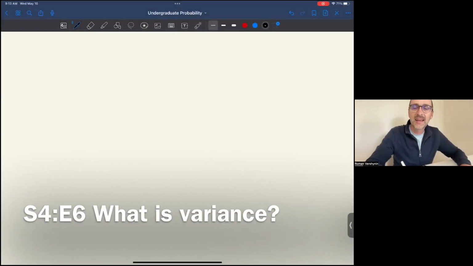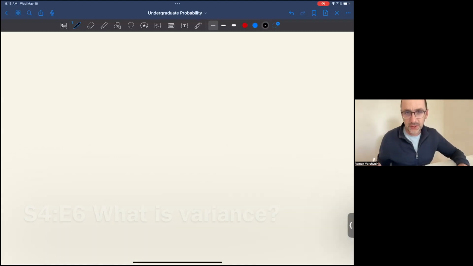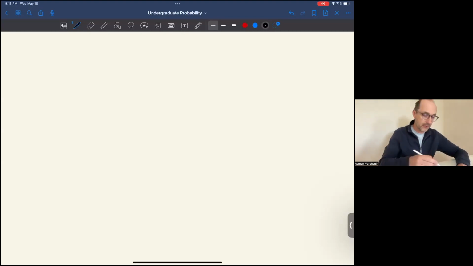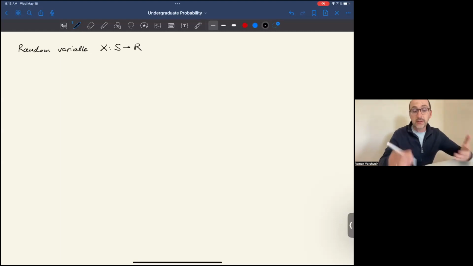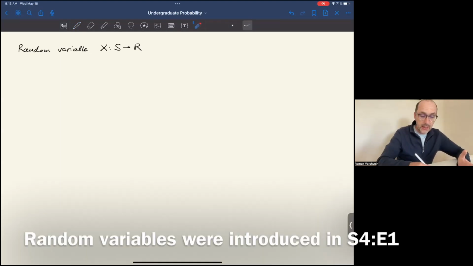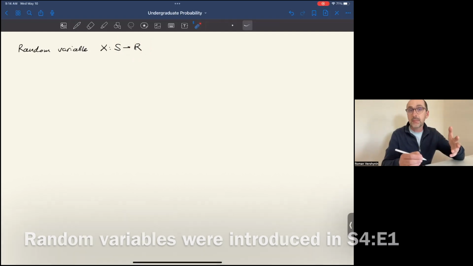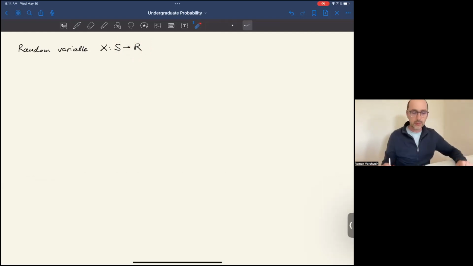Hi everyone. Today we will introduce the notion of variance of a random variable, a central notion in probability and statistics. But first, let's recall the basic concepts. A random variable x is a real valued function on a sample space. Random variable x takes an outcome of the experiment, for example, a sequence of coin flips, and outputs a number, for instance, the number of heads in that sequence of coin flips.